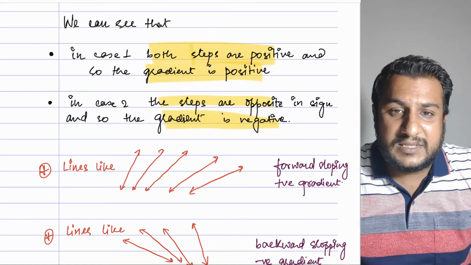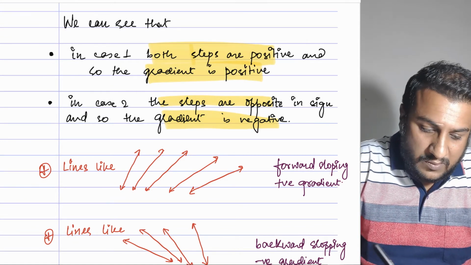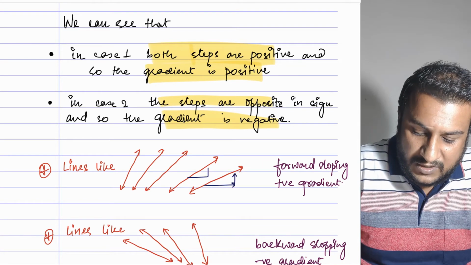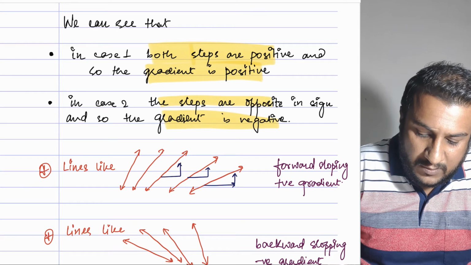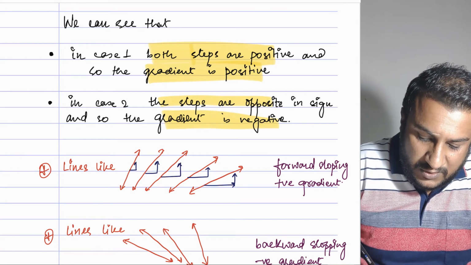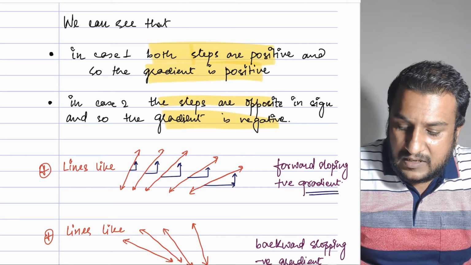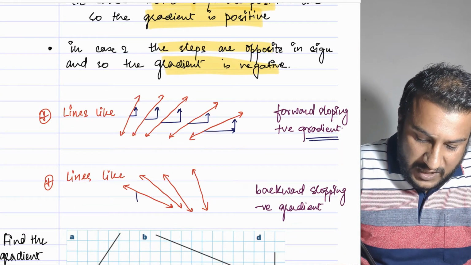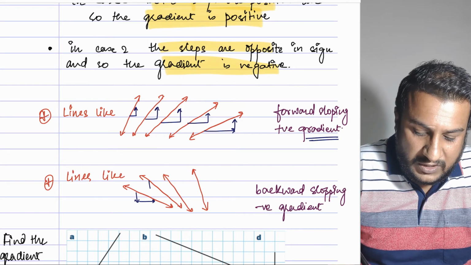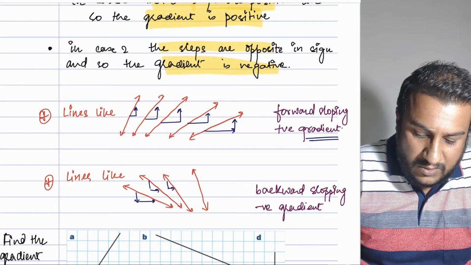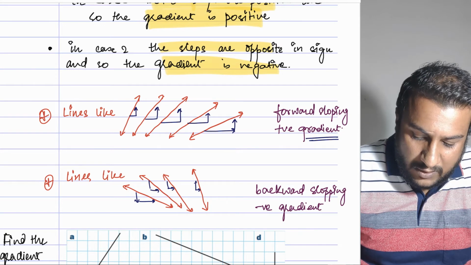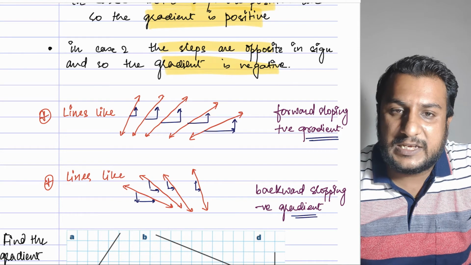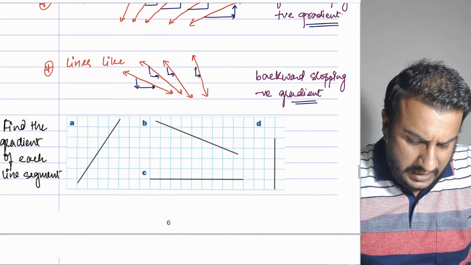Now by looking at this scenario, you can always tell. Let's suppose I take these 2 points: horizontal, vertical moving up; horizontal, vertical moving up; horizontal, vertical moving up. So the slope of these lines is positive, forward slope. Now over here, if you see, they are going down and horizontal, going down, horizontal, and over here also going down and horizontal. So this is backward sloping and the slope would be negative in this case. Clear? Now let's do some questions.